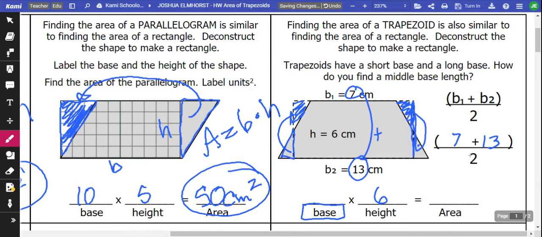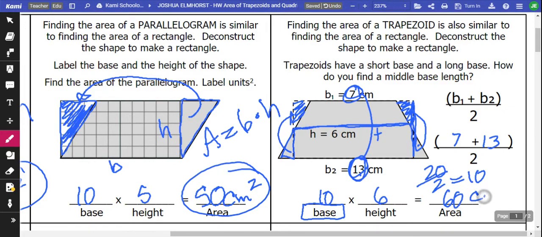So 7 plus 13 is 20. 20 divided by 2 is 10. So now there's a short base and a long base. The short base is 7, the long base is 13, but between them, the rectangular base of the equal sides would be 10. And now we just multiply 10 times 6, 60 centimeters squared.